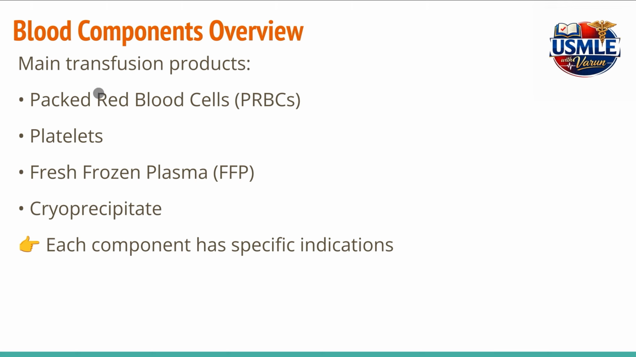There are four main components you need to know: packed red blood cells, platelets, fresh frozen plasma, and cryoprecipitate. Each one serves a different purpose. So a very common exam trick is giving the wrong product. The examiners just give a wrong product in a vignette. So always match the condition with the correct component.